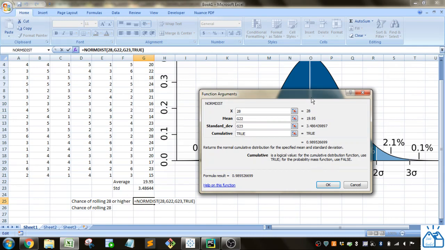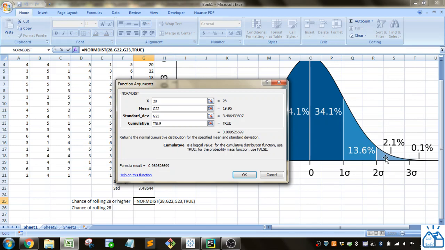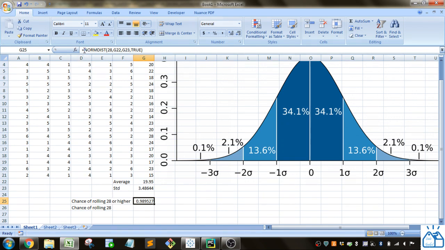So this is going to be the area under the curve up to that point. But what we actually want is 1 minus this value, so I'll calculate that. I'm going to go 1 minus that because we want what's past that. Since the total is 1, what's left over on the right would be 1 minus that. So you can see it's about a 1% chance of rolling 28 or higher.